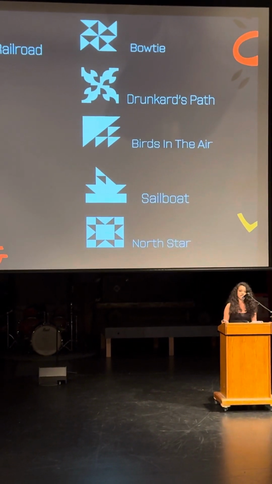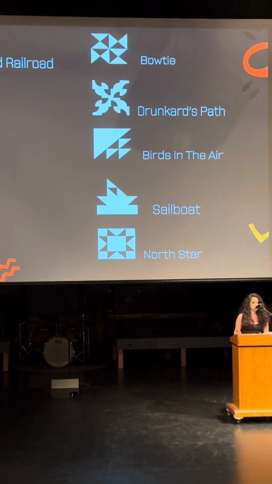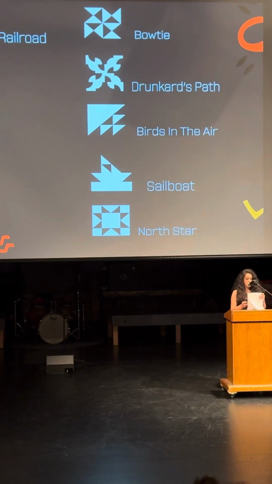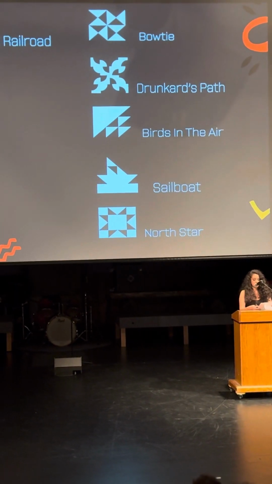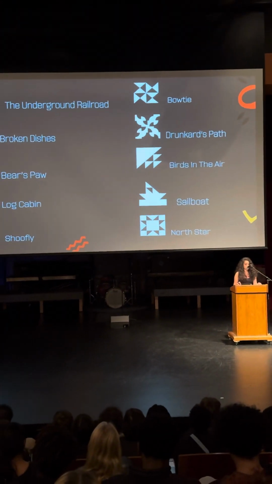The next one is the log cabin, which is a pretty important one later, which meant safe houses, and this was a pretty universal code. The next one is shoe fly, which represents a person who would help escaping slaves, and they were also called conductors on the Underground Railroad.